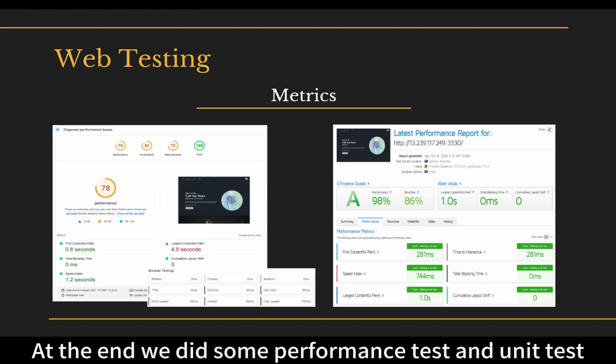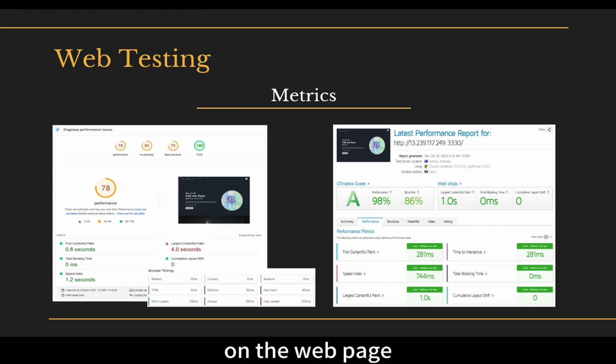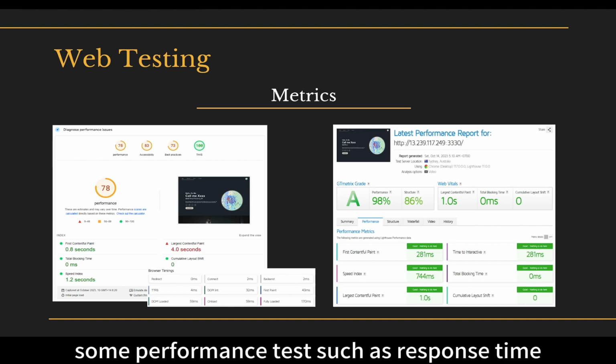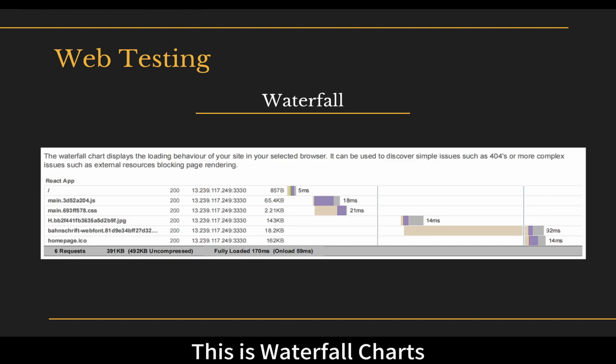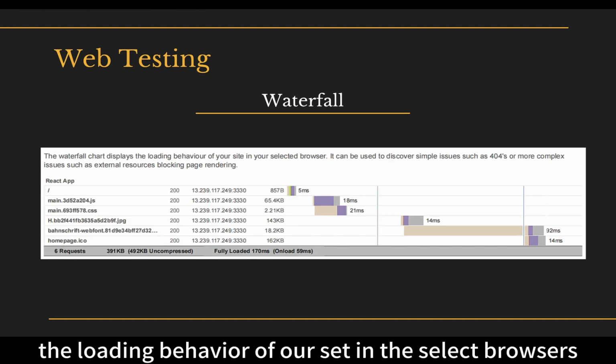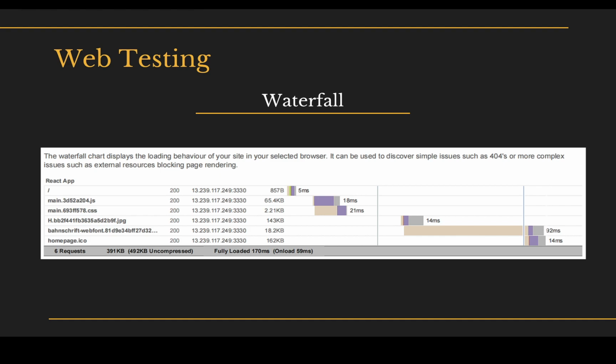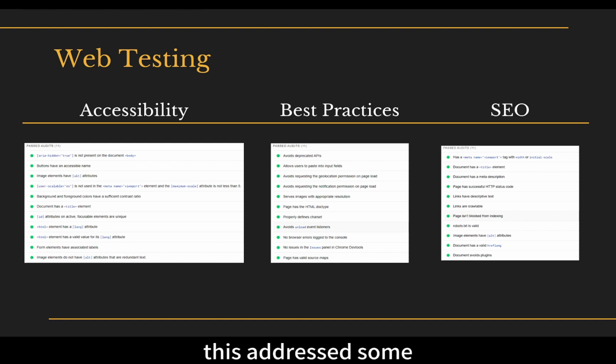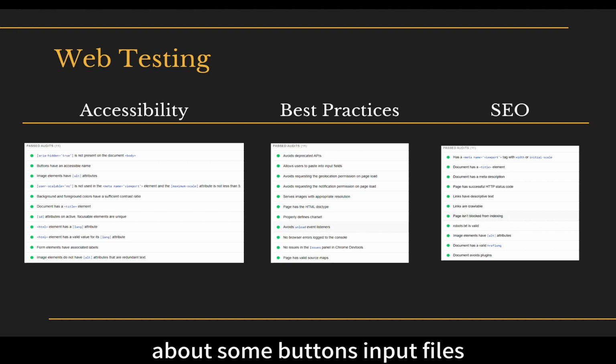At the end, we did some performance tests and unit tests on the web page. This is about metrics, some performance tests such as response time. This is a waterfall chart, which displays the loading behavior of our site in the selected browsers. This is the result of some unit tests on buttons, input fields, images, links, and API.